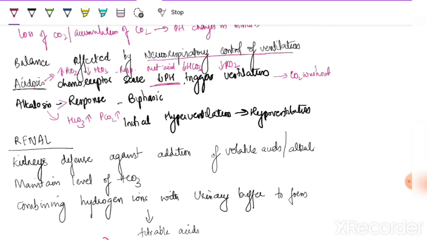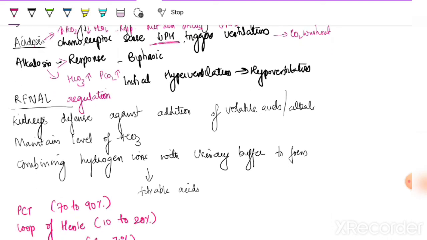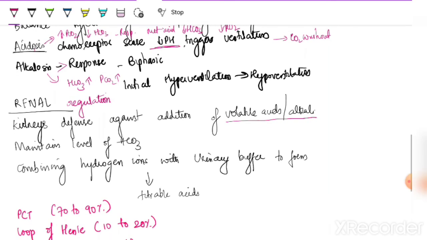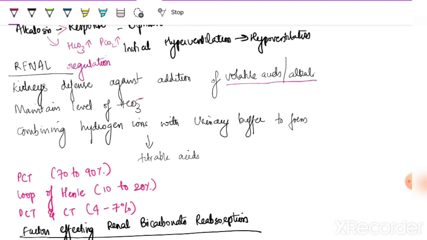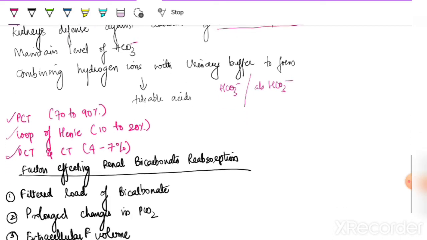Another regulation is renal regulation. Here the kidney is a defense against the addition of volatile acids or alkali. It maintains the level of HCO3 minus, combining hydrogen ion with urinary buffer to form titratable acids. Most of this is either through the secretion of HCO3 or absorption of HCO3. Most of the absorption happens in the PCT, that is 70 to 90 percent, loop of Henle 10 to 20 percent, and DCT and collecting duct 4 to 7 percent.